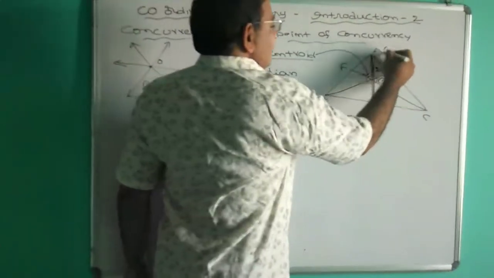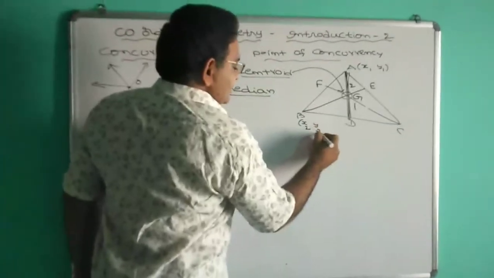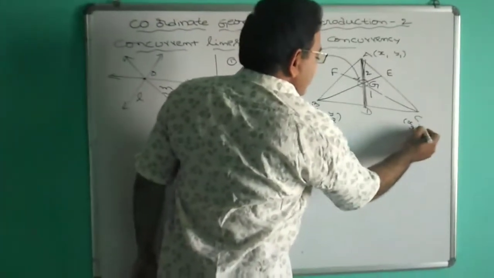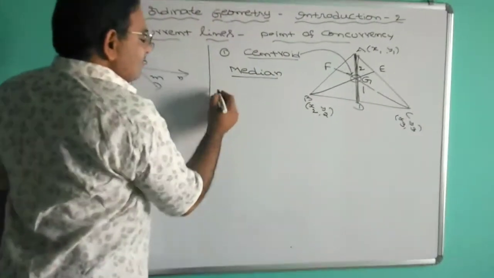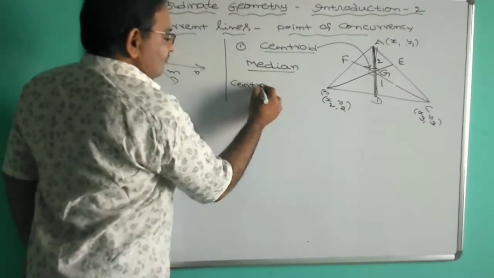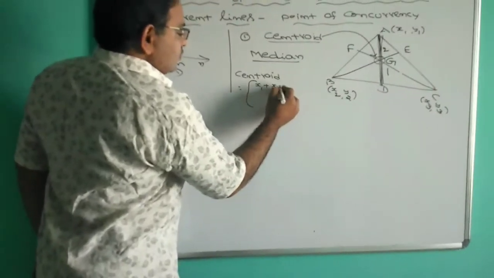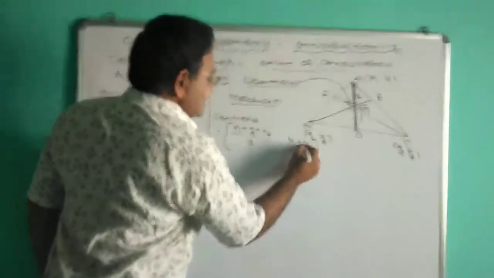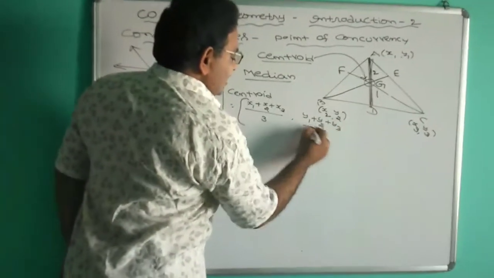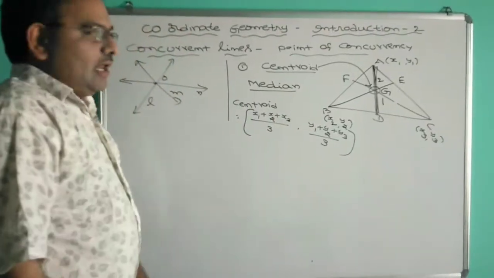Suppose A (x1, y1), B (x2, y2), C (x3, y3) are the three vertices of a triangle, then the centroid of the triangle formula is ((x1 plus x2 plus x3) by 3, (y1 plus y2 plus y3) by 3). It is called the centroid formula.